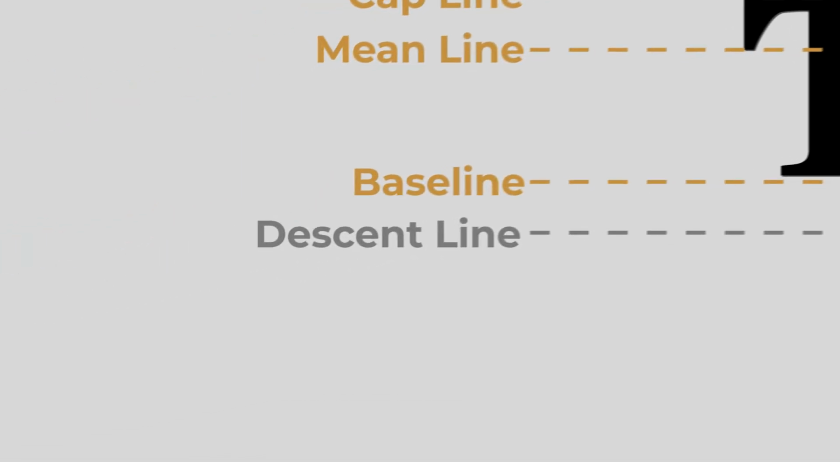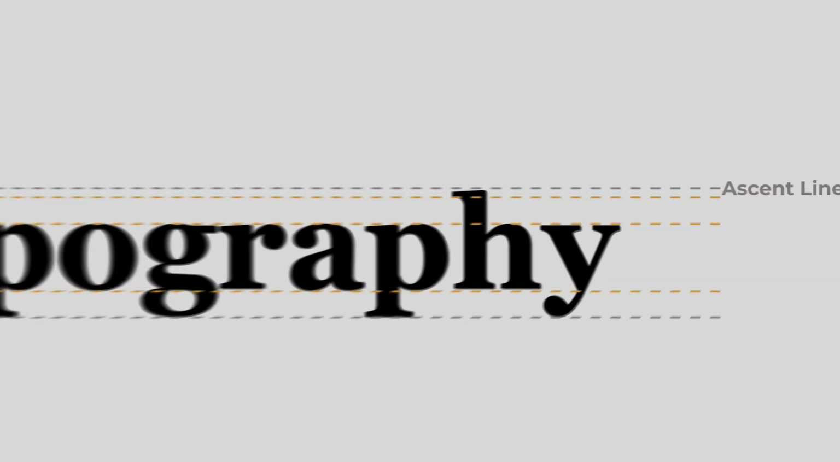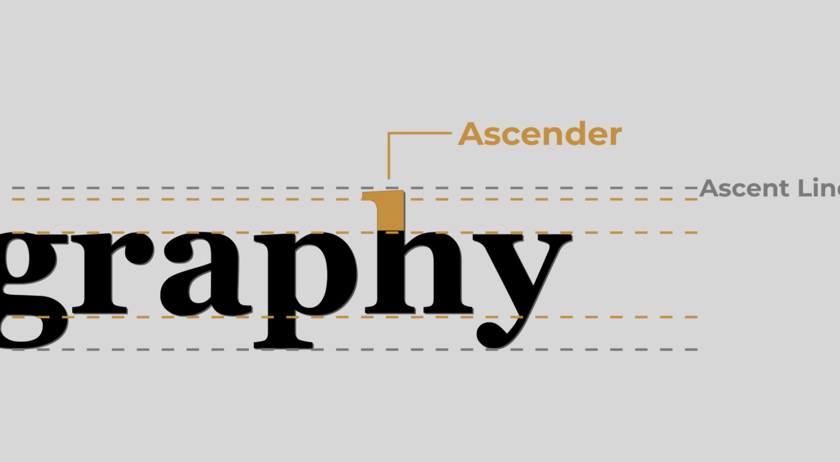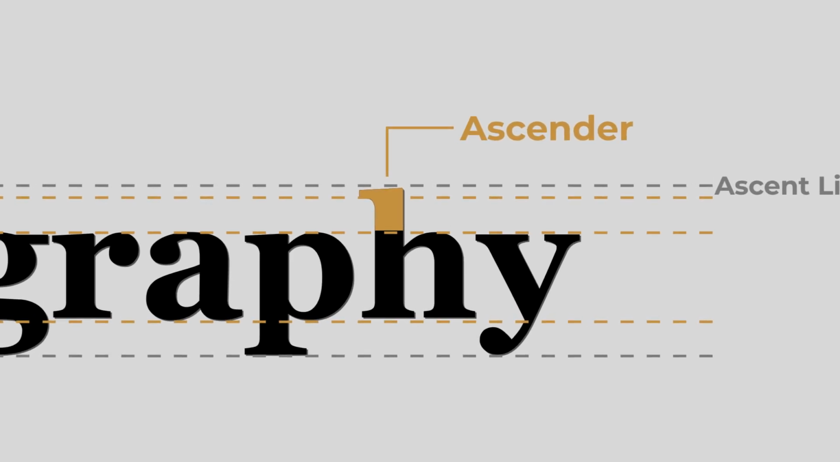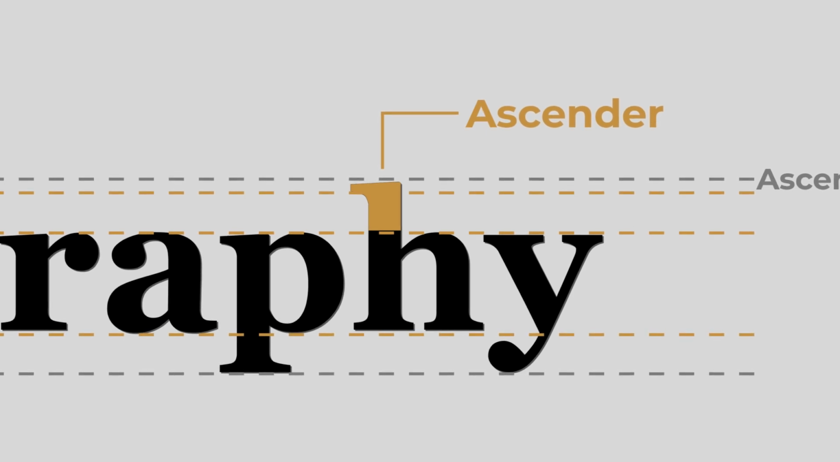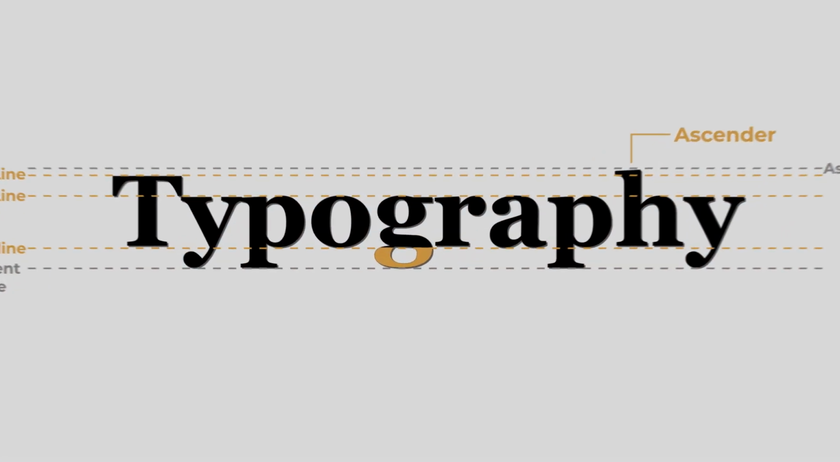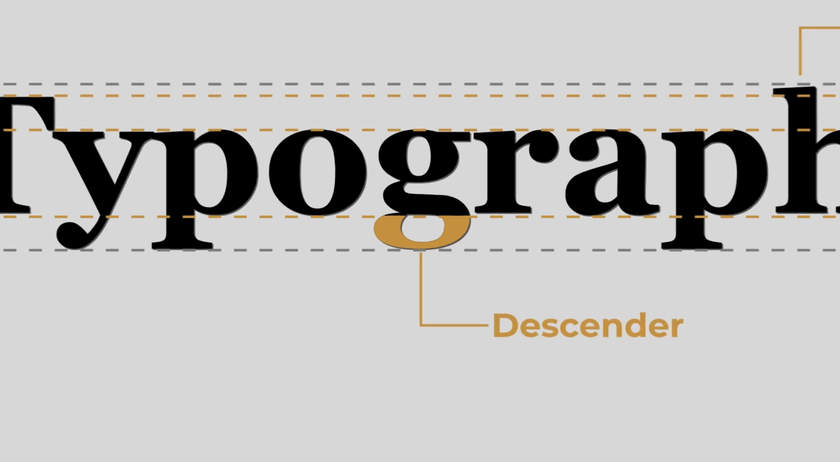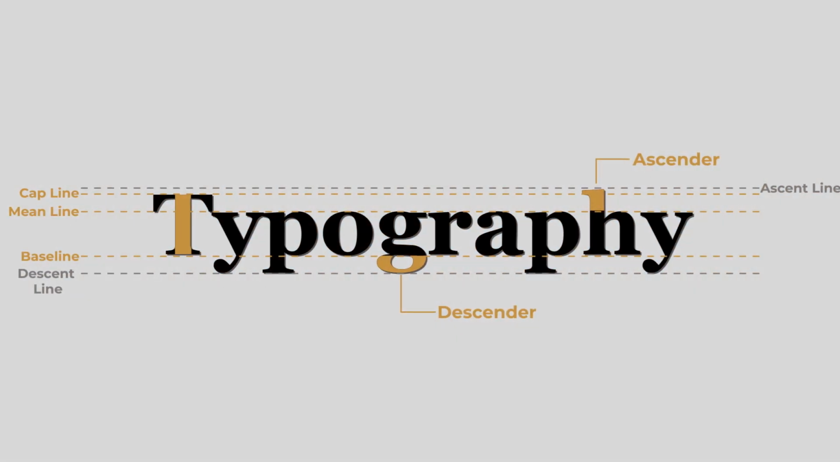Now look at the Y. Its tail dips way down below the baseline, like it's reaching for the ground. That's where the descent line is. Remember the E stretching up earlier? That tall part of the E is called an ascender. It's like when you raise your hand high in the class to answer a question, pick me, pick me. And remember that tail on the Y we just talked about? That's called the descender.